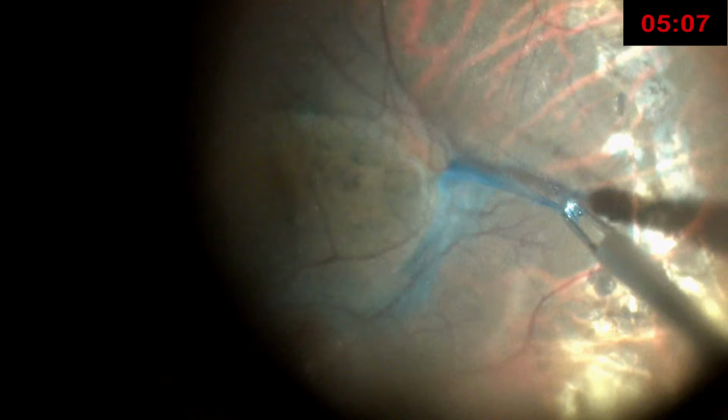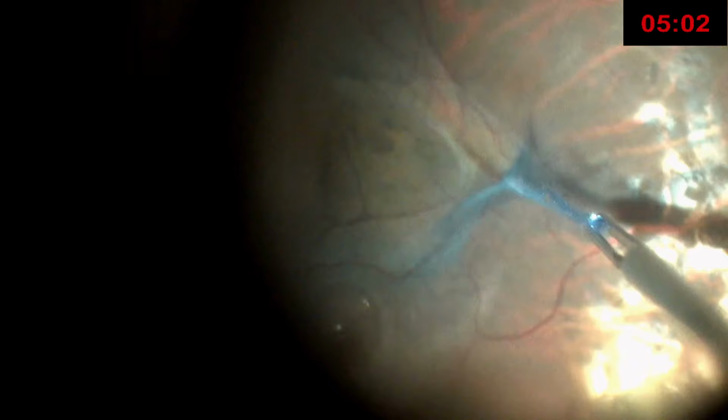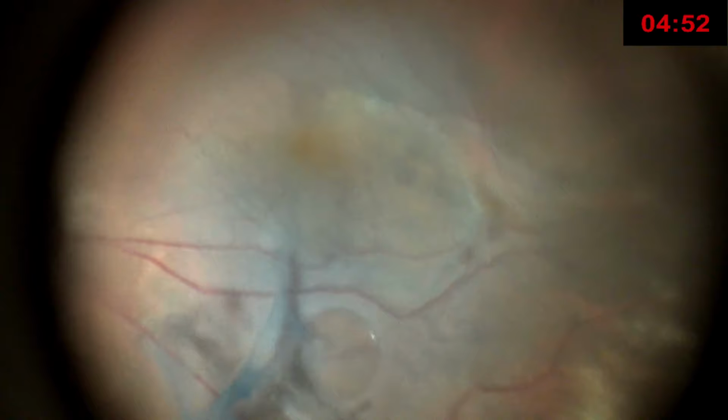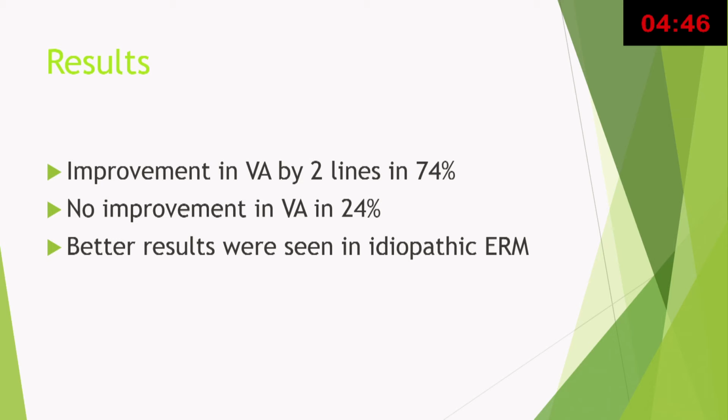If in doubt, you don't pull the membrane, because any time you feel the resistance is too high, please don't pull it, because you will create iatrogenic breaks. And you can see the whole of the membrane has come out in toto. And this patient improved from 6/60 to 6/12 vision.